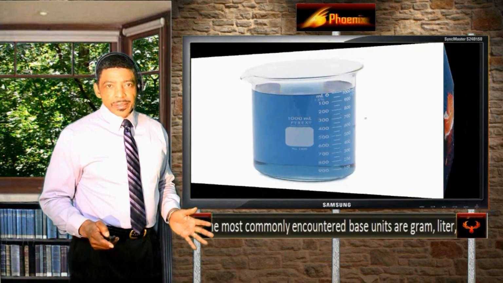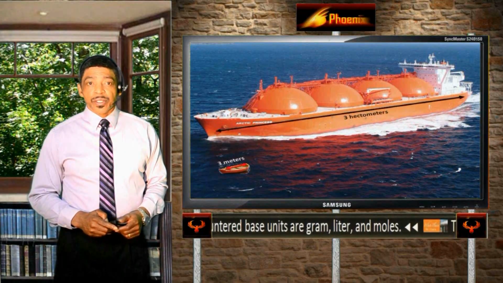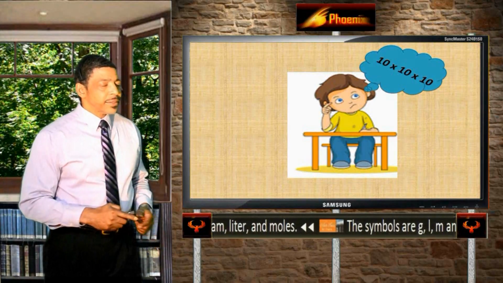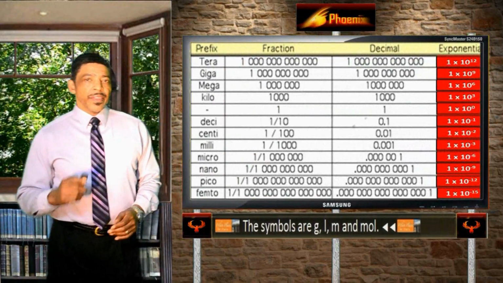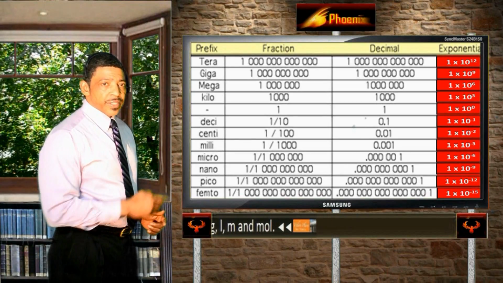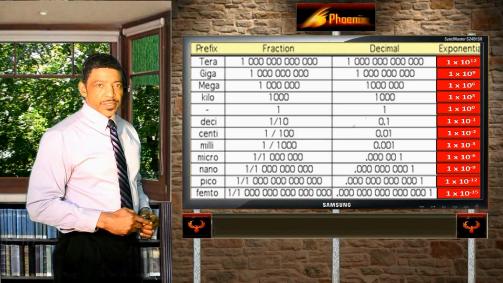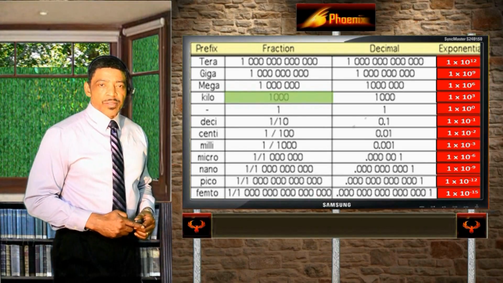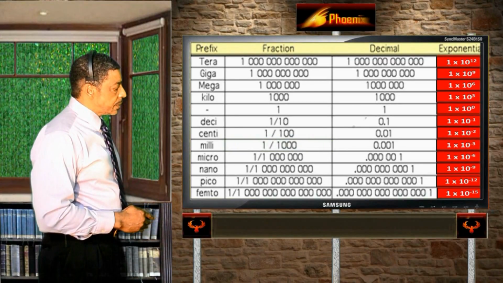To simplify things, very large and very small objects are expressed as multiples of 10 of the base unit. In other words, if you can multiply by tens, then you can perform any metric calculation. This chart shows the relationship between the various prefixes, fractions, decimals, and scientific notation as related to the metric base units. For example, a kilo represents 1,000 base units, and a milli represents 1,000th of a base unit.